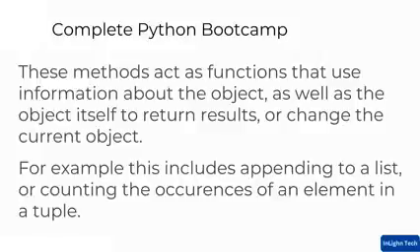Such as when you called .sort on a list, it went ahead and edited the current list. For example, this includes appending to a list or counting the occurrences of an element in a tuple. So those methods use information about the object and then either return a result or they edit and change the current object in some manner.